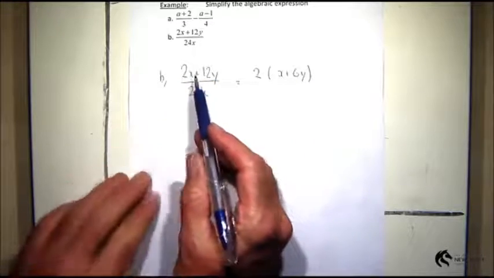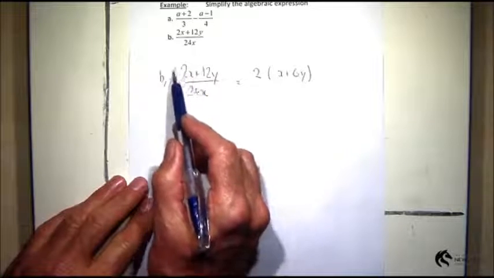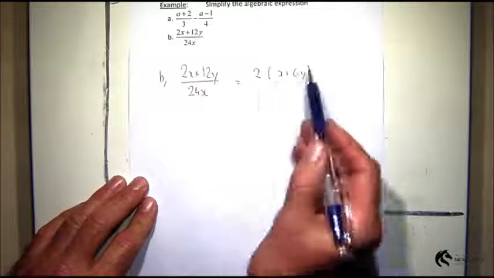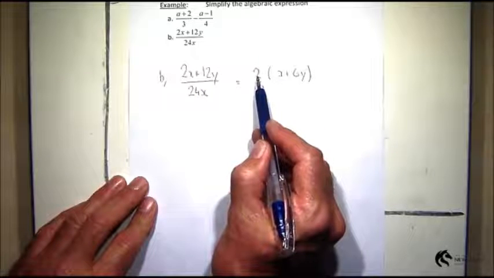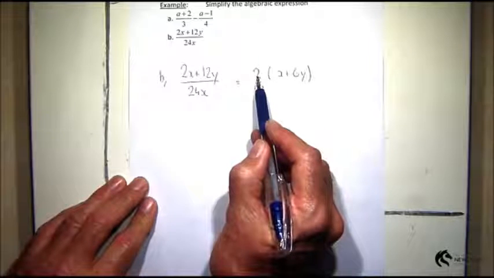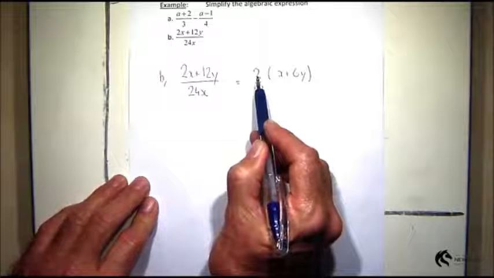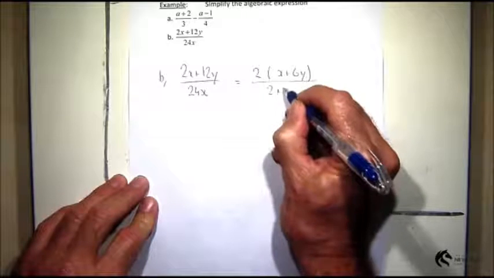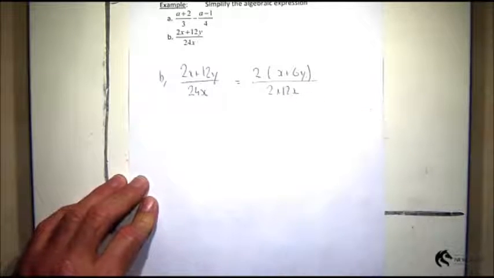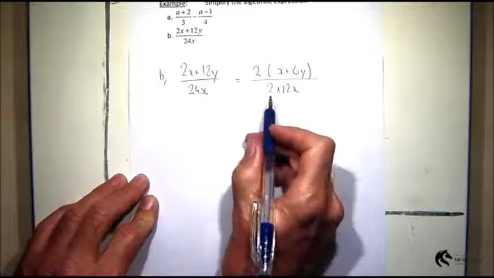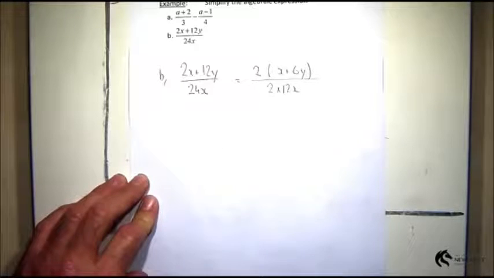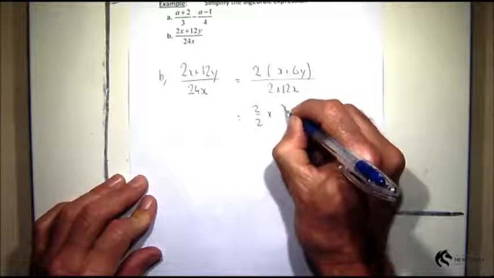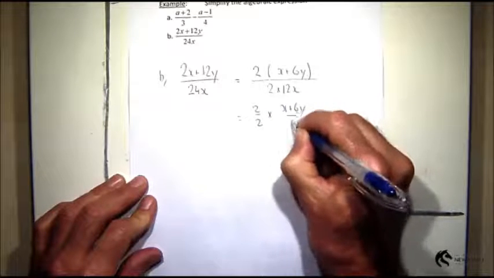So what I've done is I've said, look, I can see that this number has 2 as a factor, this number also has 2 as a factor, so therefore I can take it out the front. So I've used my distributive law in reverse, if you like. Now down the bottom, I can say that's 2 times 12x. 24x is the same as 2 times 12. And so this now becomes 2 on 2 times x plus 6y on 12x.